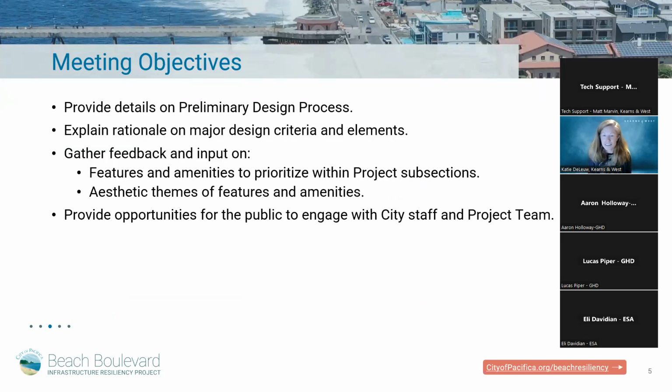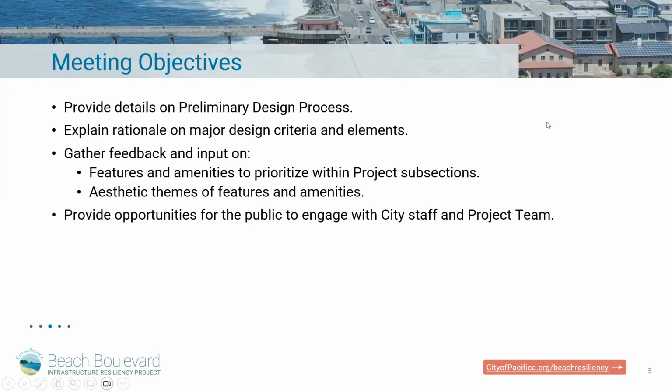Our meeting objectives for tonight are to provide details on the preliminary design process for the project, and explain the rationale on major design criteria and elements. We want to gather your feedback and input on features and amenities to prioritize within the subsections of the project area, and also on aesthetic themes of those features and amenities. And generally, we want to provide opportunities to engage and hear from you, and for you to engage with the city staff and project team.